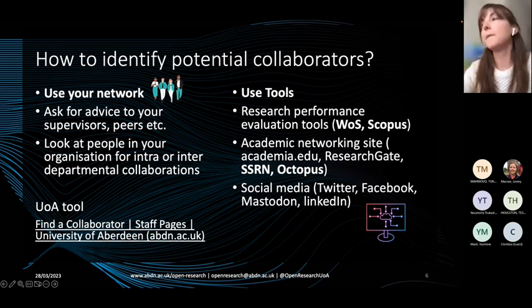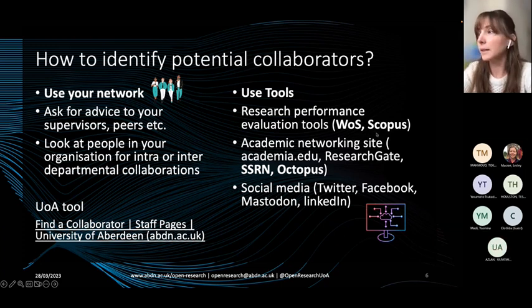Otherwise, you can use different tools that I'm going to show you today. You can use research performance tools like Web of Science or Scopus, or academic networking sites. Today, if I manage with the time, I'm going to show you SRN and Octopus. And you can also use social media. I'm not going to look at this today, but for example, with Twitter, you can use hashtags to see who is working on what.